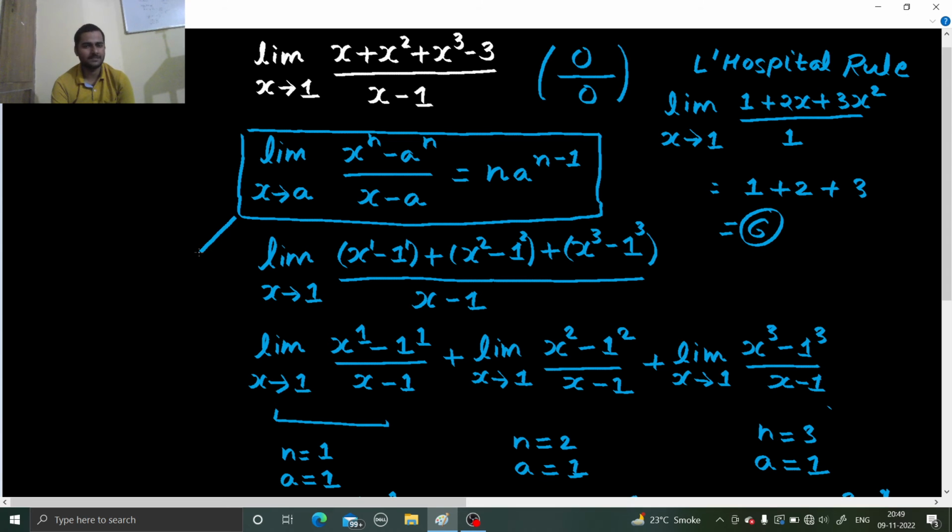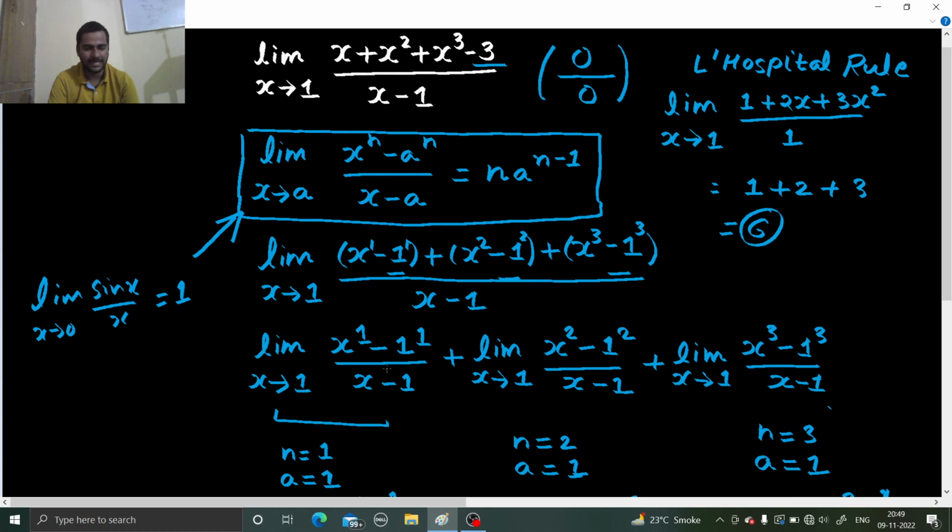Sometimes we forget this formula, but this is a very, very important formula for limits. So please don't forget this formula. This will help you in a lot of problems. Apart from the basic formulas like limit x tending to 0 sine x by x equals 1, or limit x tending to 0 tan x by x equals 1, this formula is also going to be handy at times.